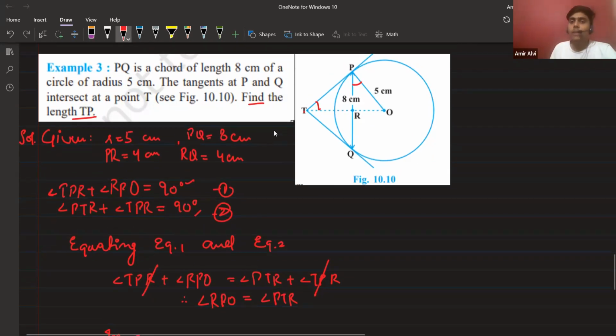Why do we need triangles? Because the value of this join is to be found, like we need to find. If I basically prove this triangle and these triangles are similar, I can use the proportionality of similar triangles.